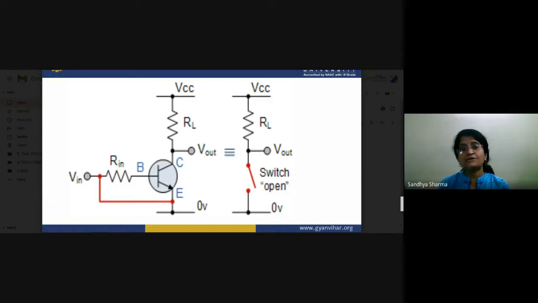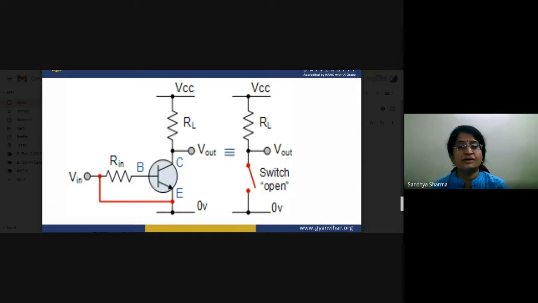What will happen in common collector? There is a high input impedance and low output impedance. So it is very good for impedance purposes and buffer applications. Generally our common collector terminal works as a buffer amplifier in electronic circuitry. So it is also a very important application. The common collector configuration is just an emitter follower.